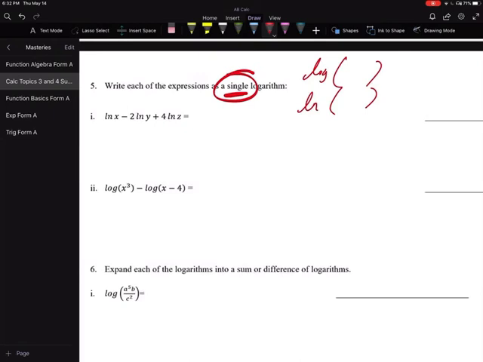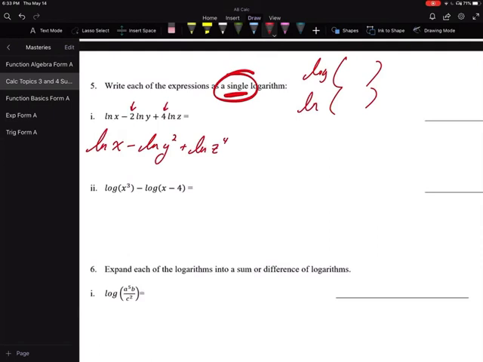Well, the first thing we ever do when we combine or condense logarithms is make sure we have no coefficients. So how do we get rid of this 2 and how do we get rid of this 4? The properties of logarithms say we can take any coefficient and bring that in as an exponent. So the natural log of x minus the natural log of y squared plus the natural log of z to the 4th. Okay, so now I have natural log, natural log, natural log.